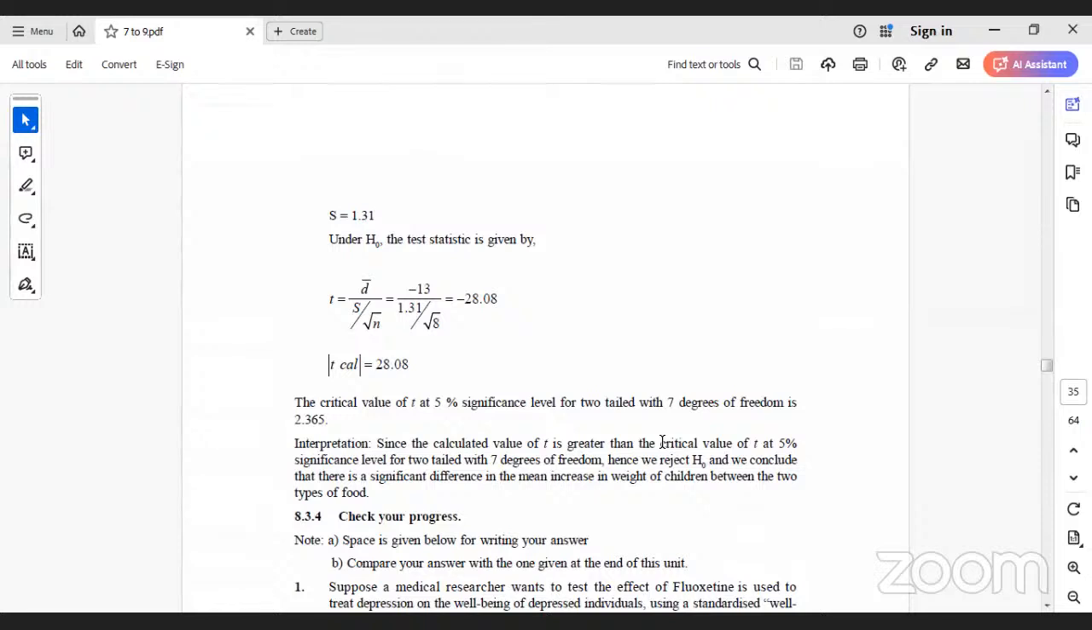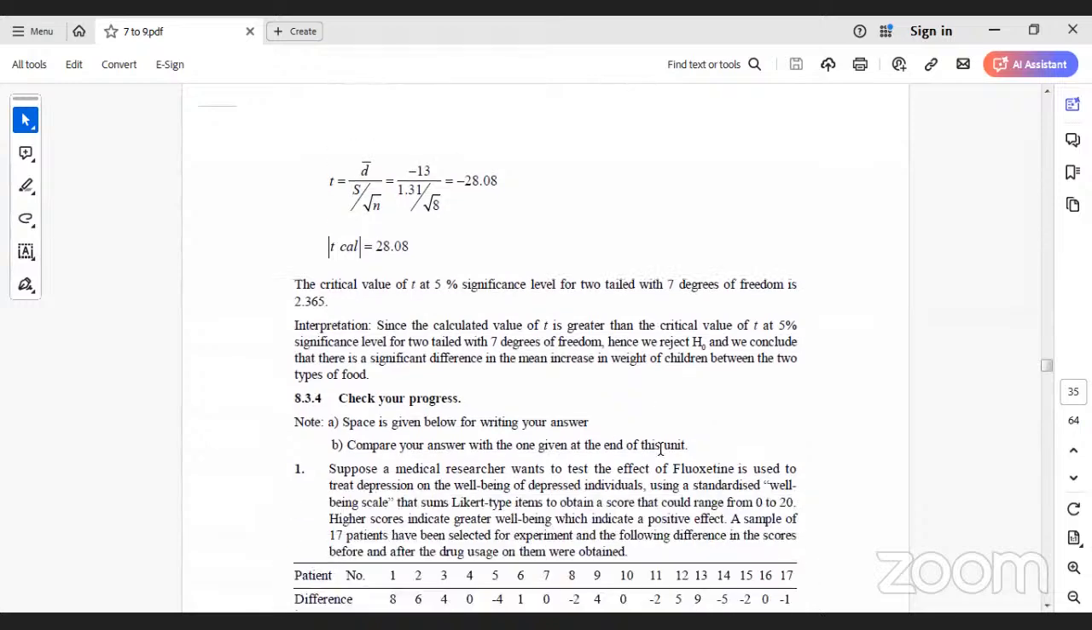So we reject H0. Why? Because the calculated value is high and the tabulated value is very low. So we can reject H0 at 5% level of significance, two tail with 7 degrees of freedom. Hence we reject H0. So we conclude there is a significant difference in the mean increase in the weight of children between the two types of foods here.